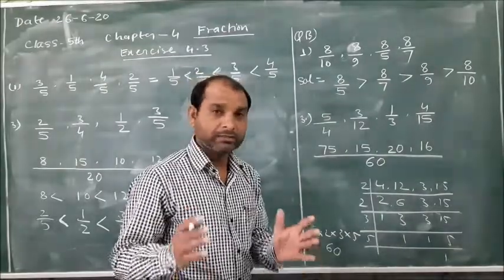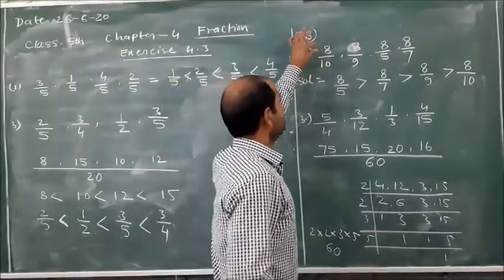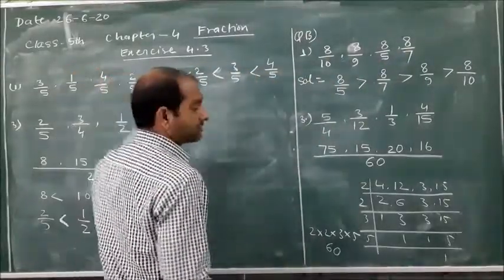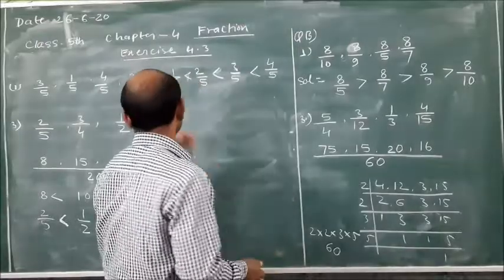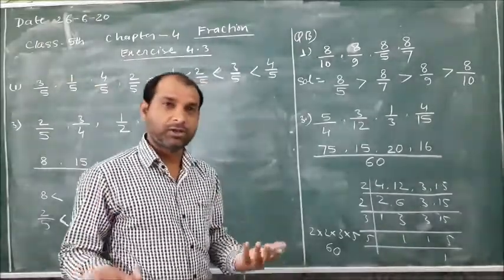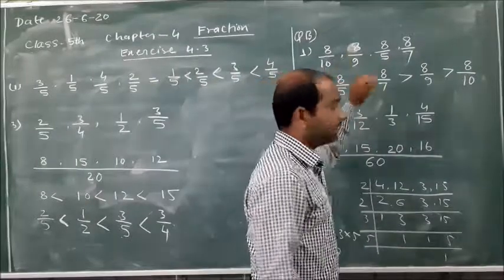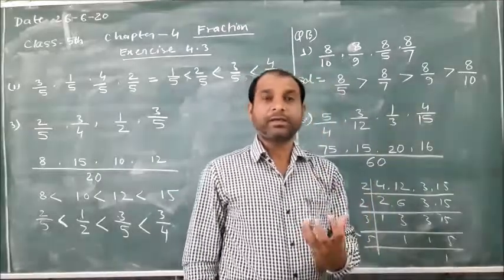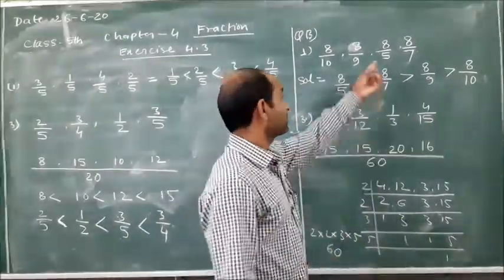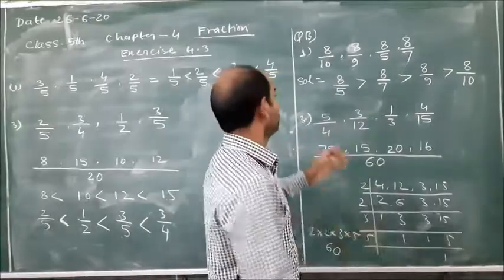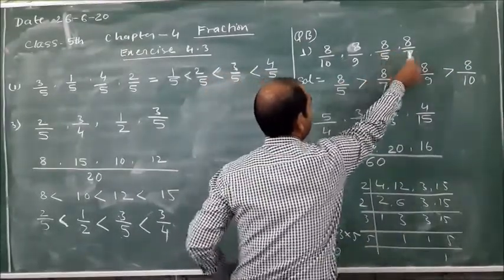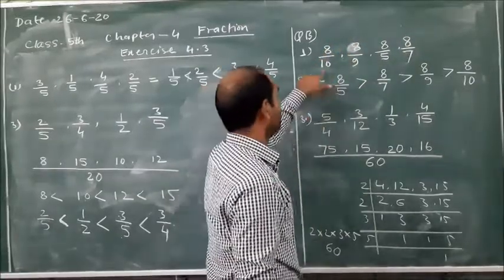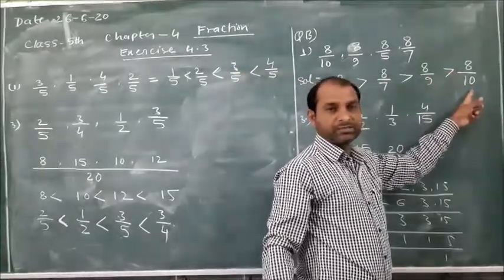Once again, I will tell you, if the denominator is equal, whichever numerator is greater, that fraction is greater, and whichever numerator is smaller, that fraction is smaller. But if the denominator is unequal and the numerator is equal, whichever denominator is smaller, that fraction is greater. So 8 upon 5, then 8 upon 7, 8 upon 9, then last 8 upon 10. 8 upon 10 is the smallest fraction.